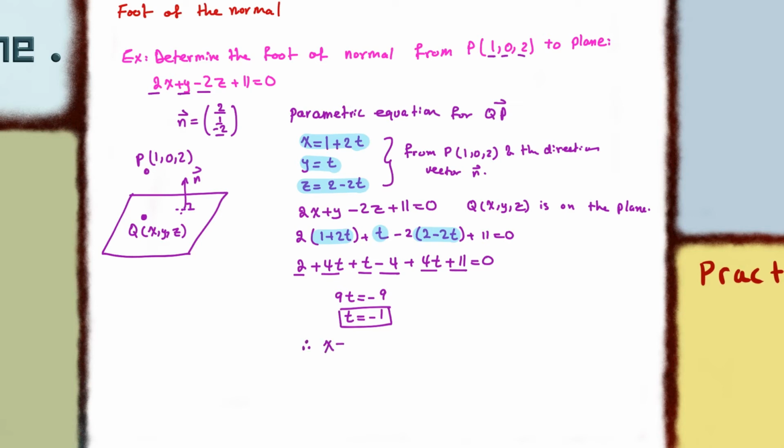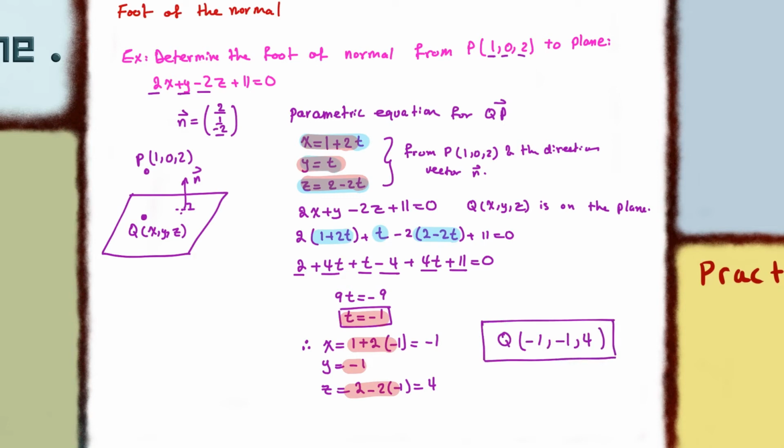Once we have this t-value, we can plug it back into the parametric equation and we will get the exact coordinates of point Q, or the foot of the normal. And this is where line PQ meets the plane at the shortest distance. Our final value for the coordinates are -1, -1, 4 for the x, y, and the z coordinates of the point.